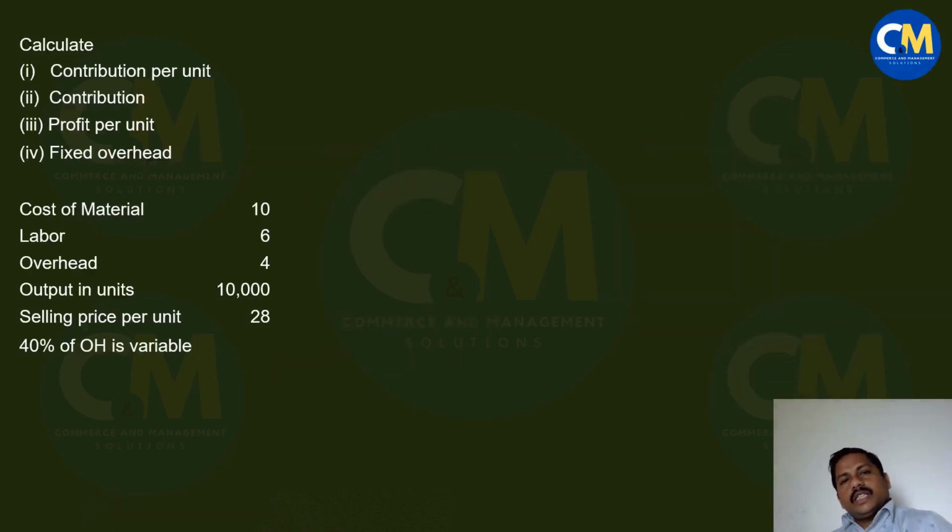Here the question is to calculate contribution per unit, contribution, profit per unit, and fixed overhead from the given information. The information available in the question: material and labor are given, overhead is given, total output is 10,000 units, selling price per unit is 28, and one more piece of information: 40% of overhead is variable. So here we need to calculate all this.